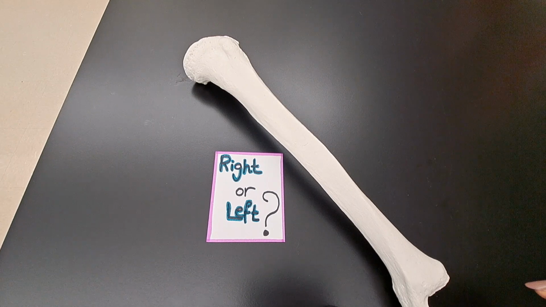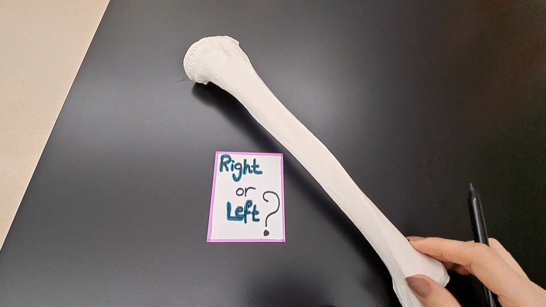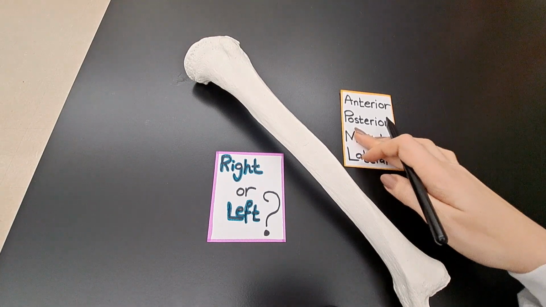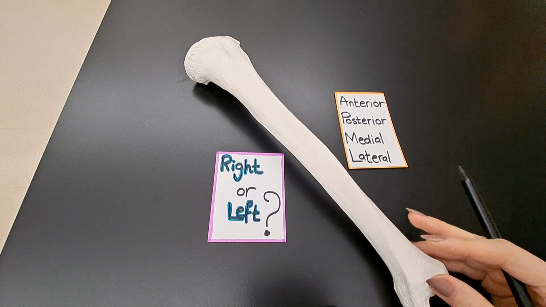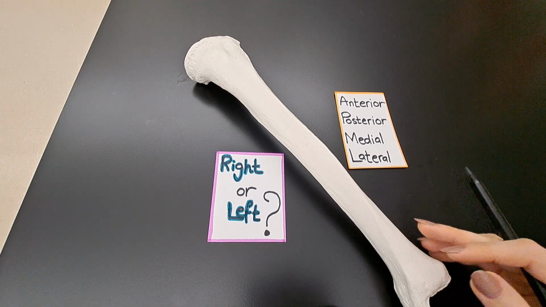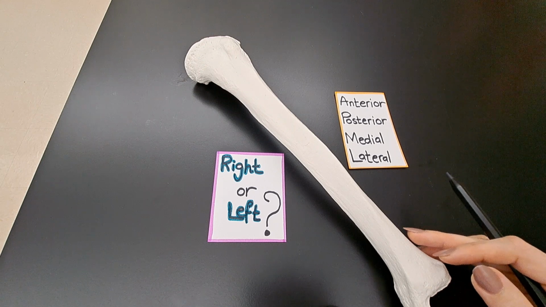Let's answer the question, is that the right or the left tibia? To answer this question correctly, identify these four surfaces. Imagine the bone in its anatomical position. The answer is, this is the left tibia.